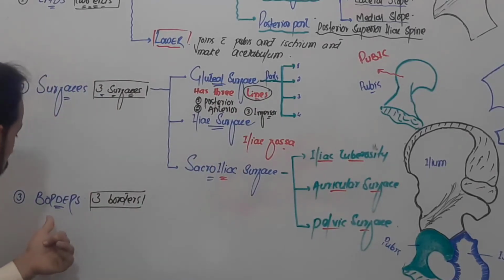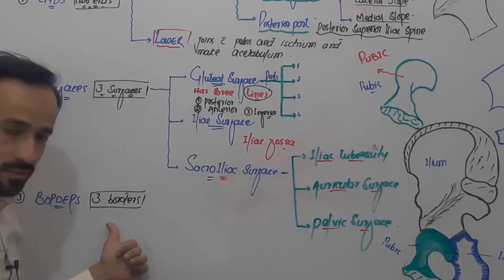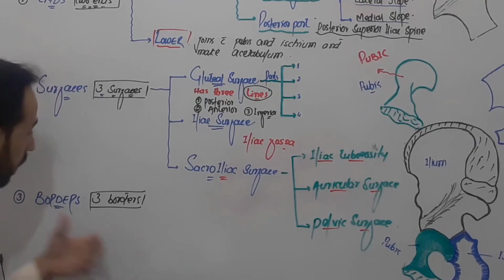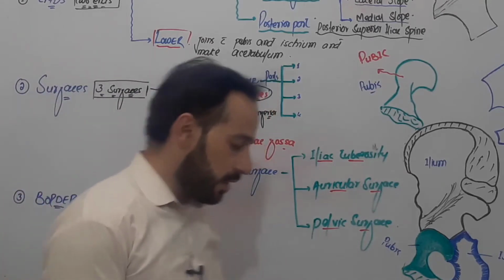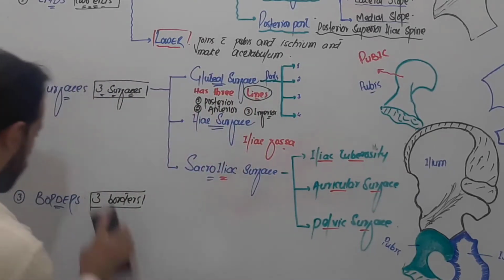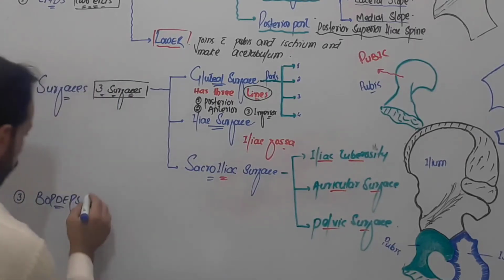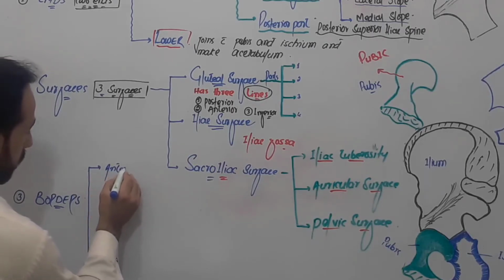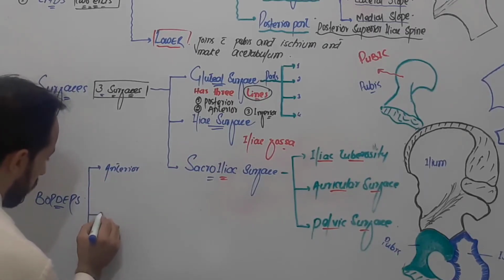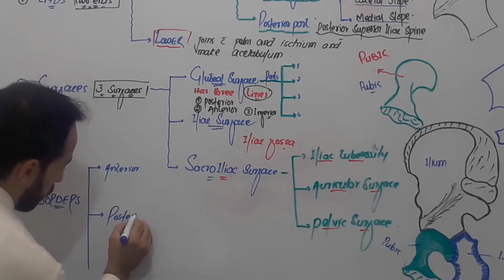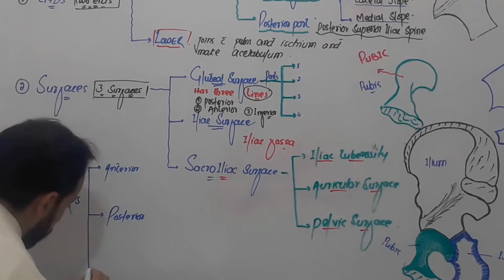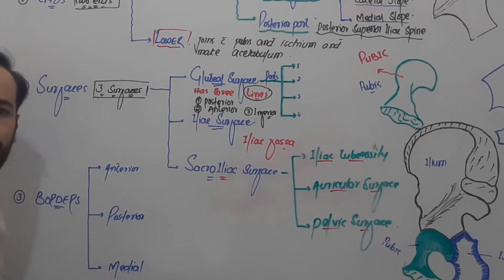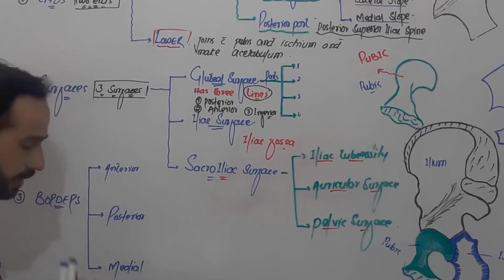Right friends. Then the iliac bone has three borders. And what are these borders? The first border is the anterior border. Then there is the posterior border, and then there is the medial border. Right? So how many borders does your iliac bone have? It has three borders: anterior border, posterior border, and medial border.